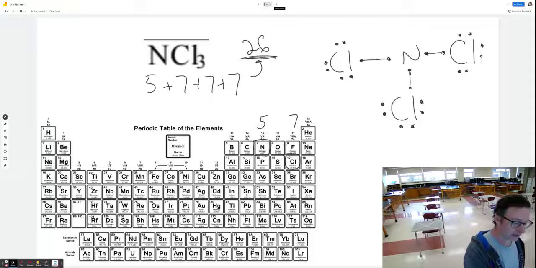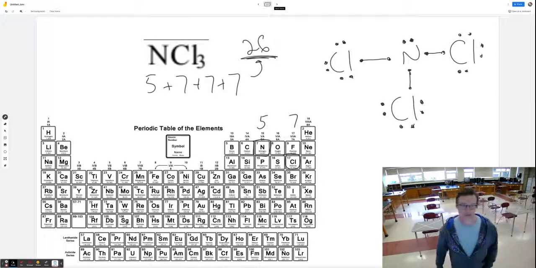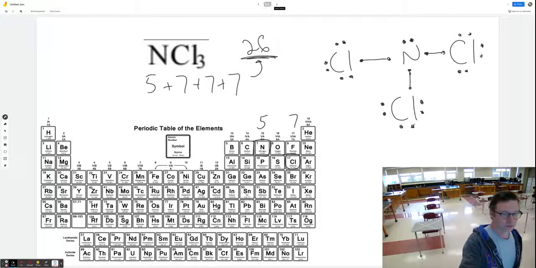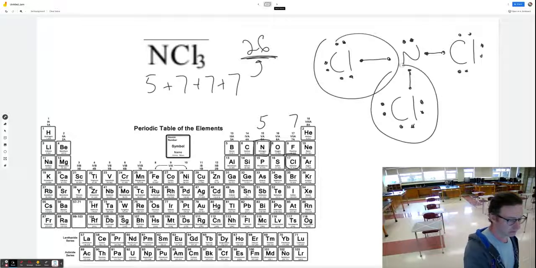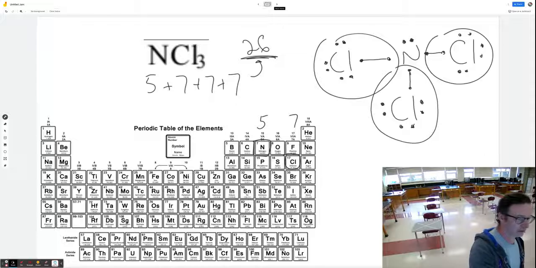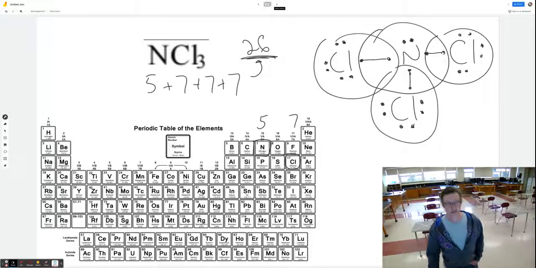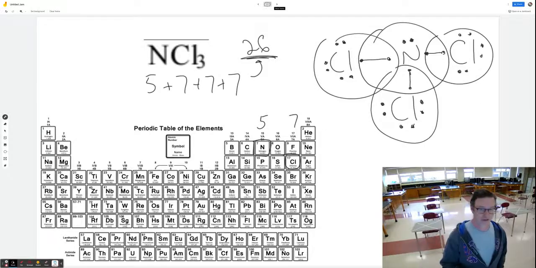And as it happens, the nitrogen in the middle needs 2 more electrons to complete its outer octet. So each chlorine has 8. The nitrogen now has 8. And I've used all my electrons, so I'm done. Don't need to do anything else.